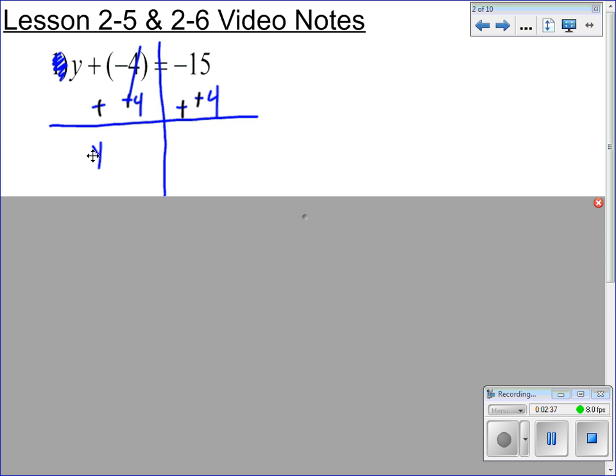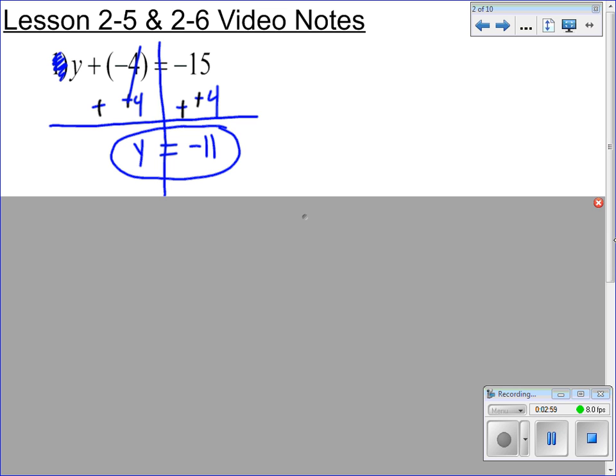So all we're left with is just this y on that side, which is good because our goal was to isolate y by itself on one side of the equation. Y is now isolated, so things are going good. Now we have a negative 15 plus 4. Negative 15 plus 4 is negative 11. And our equation then is y equals negative 11.